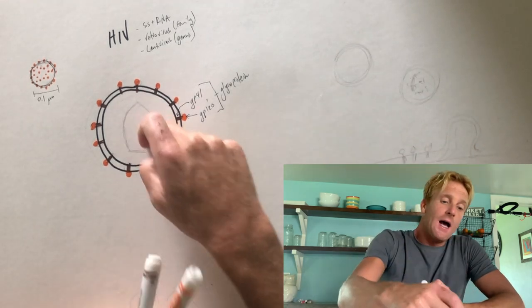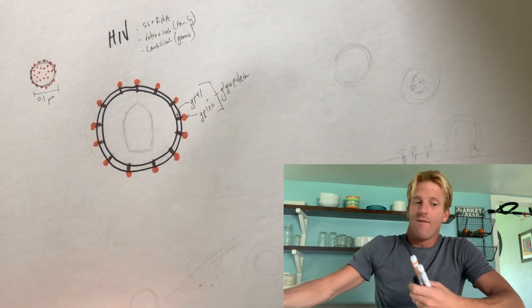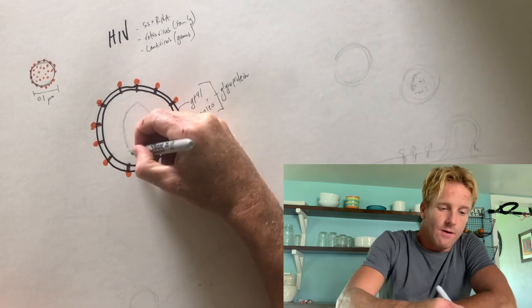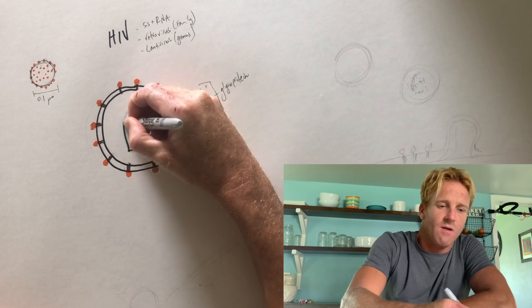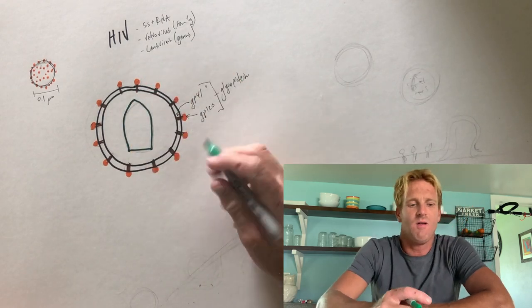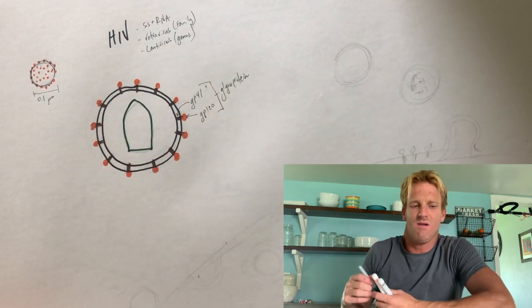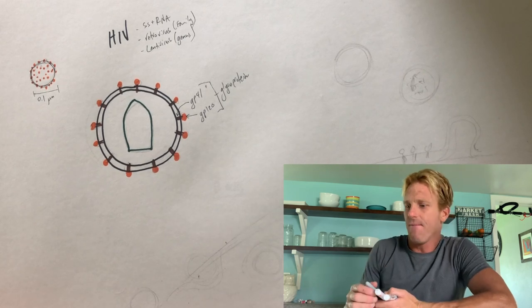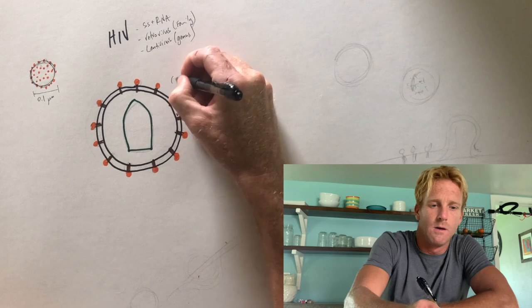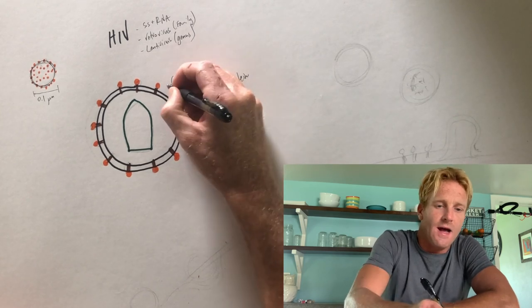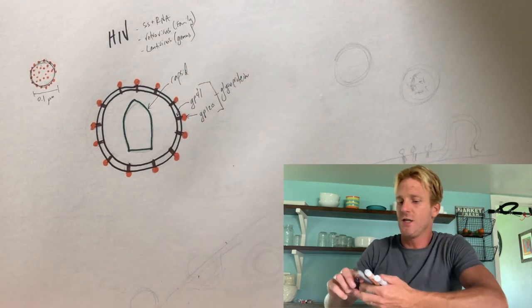Now, inside the envelope, that's where we're going to have our capsid. I'll draw the capsid in green, right? The capsid is kind of this weird, I don't know, like coffin or almost like weird teardrop shape. Inside of the capsid, that is where we're going to find the viral genome.